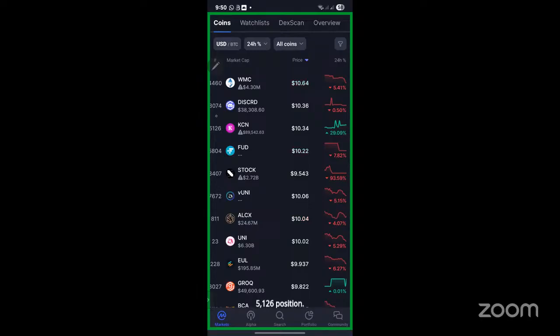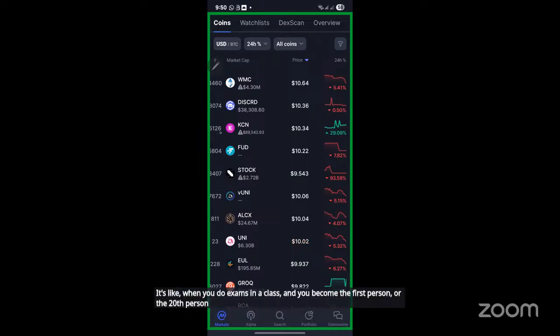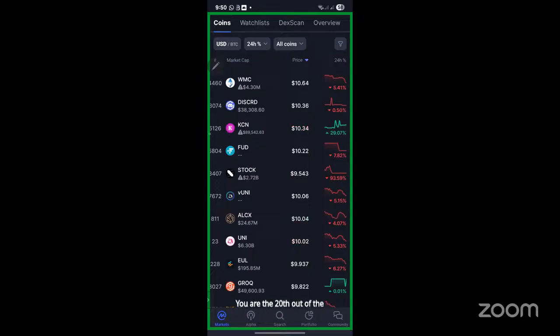Mind you, this position is the position of this coin out of all total tokens. It's like when you do exams in class and you become the first person or the 20th person. It means you are the 20th out of the 40. So if this one is this number, it means it is 5,126 out of the very many on the market cap. When you look at this coin, it is at $10, but you can see it has moved by 29%, despite the fact that the market is down.